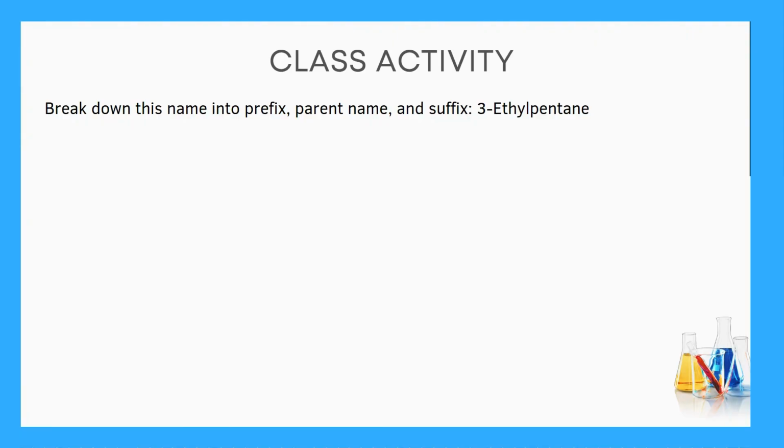So now that we've talked about the prefix, the parent name, and the suffix, here is a class activity I'd like you to try out yourself. I want you to break this name down, 3-ethylpentane, into the prefix, the parent name, and the suffix. Alright, so you identify which part is the prefix, you identify which part is the parent name, and then you identify which part is the suffix.